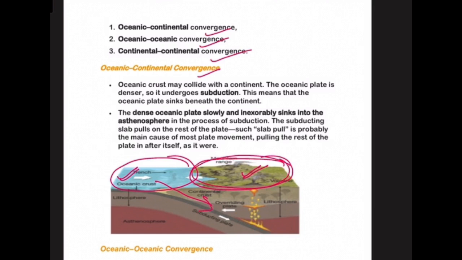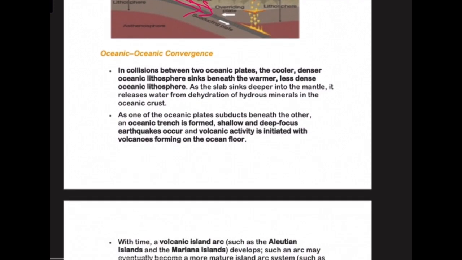Okay, now further, the dense oceanic plate slowly and inexorably sinks into the asthenosphere in the process of subduction. See, mainly the subduction is taking place. The subducting slab pulls on the rest of the plate. Such slab pull is probably the main cause of most plate movement, pulling the rest of the plate in after itself as it were. Oceanic convergence.